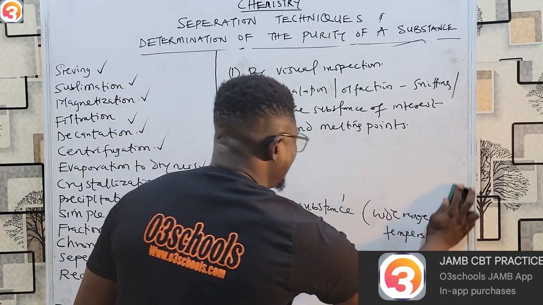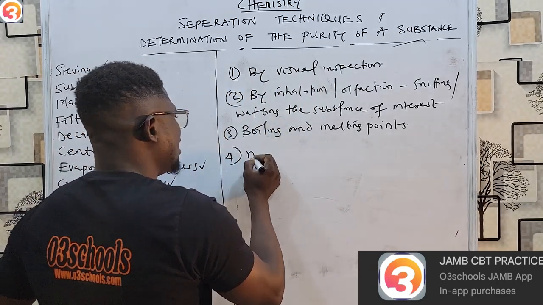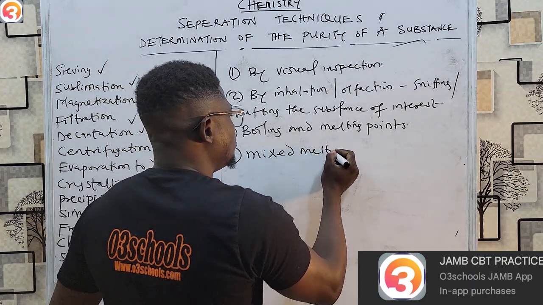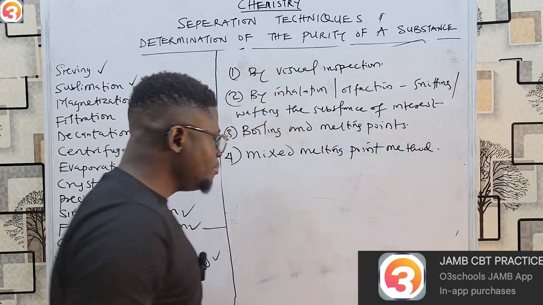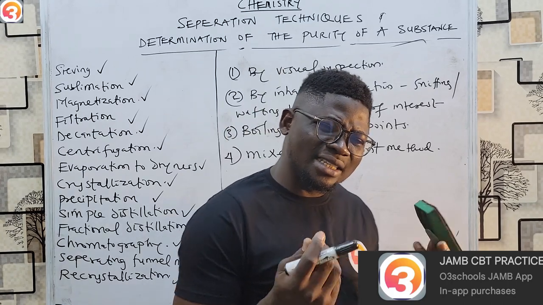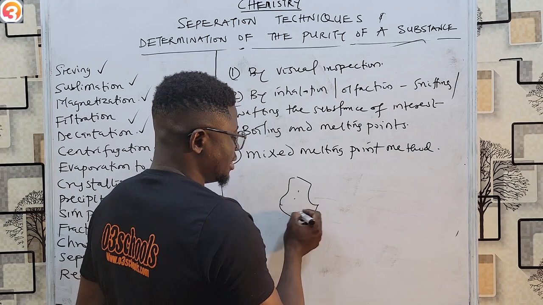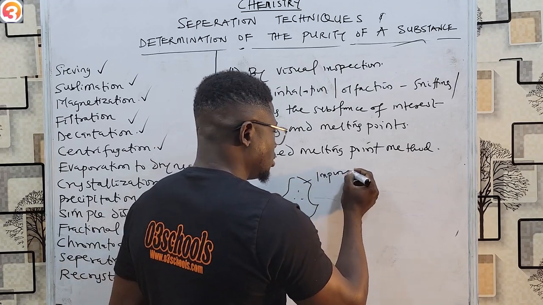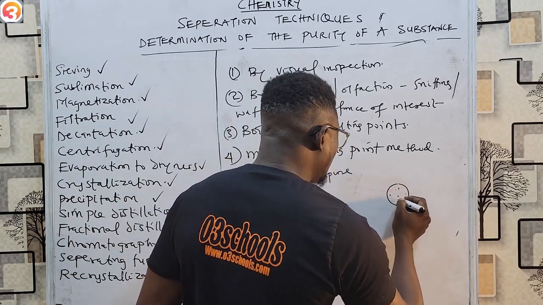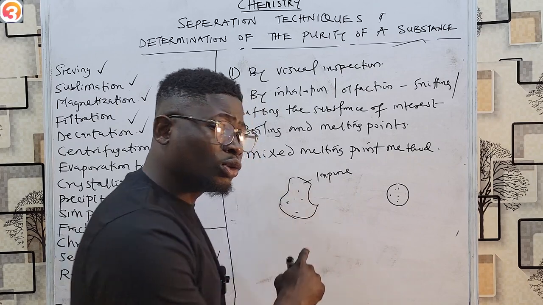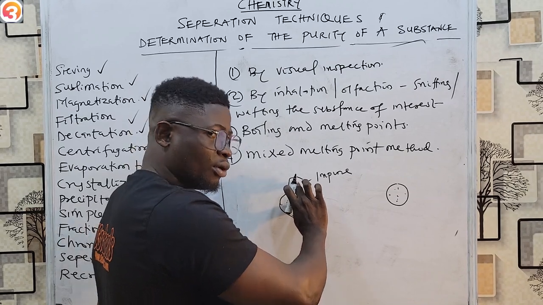That is number three. Then number four, we have what we call the mixed melting point method. In this one, you are taking a sample. Let's say this sample is the impure one. And then you take a pure sample of that same substance. This is the substance we want to determine whether it is pure or not. You don't know whether it is impure or pure.